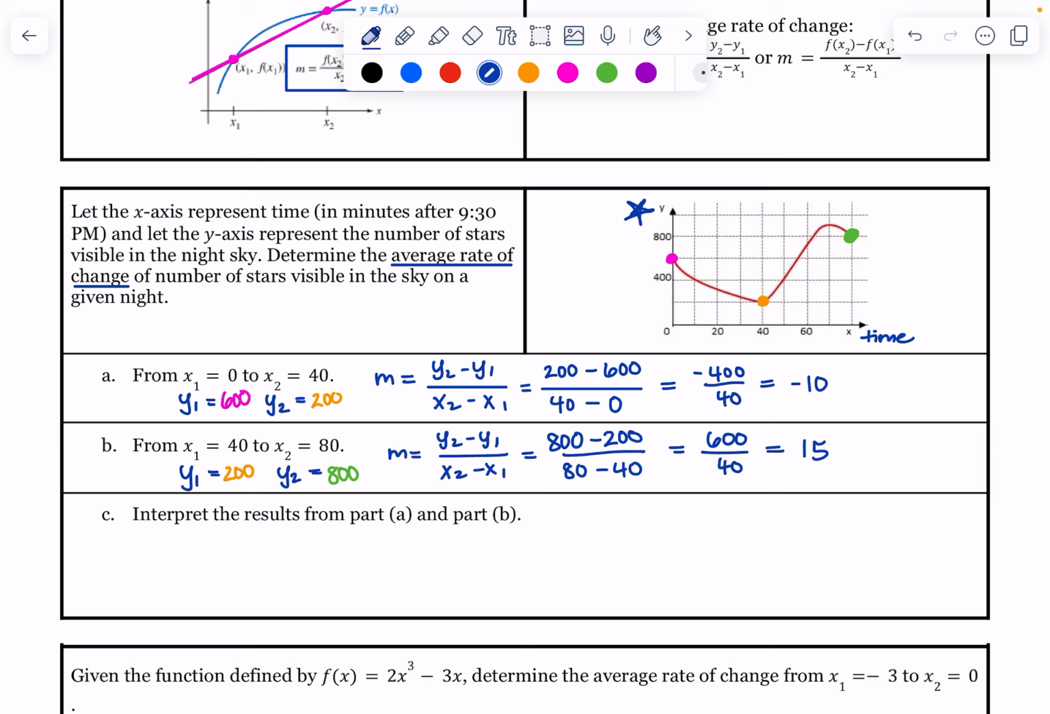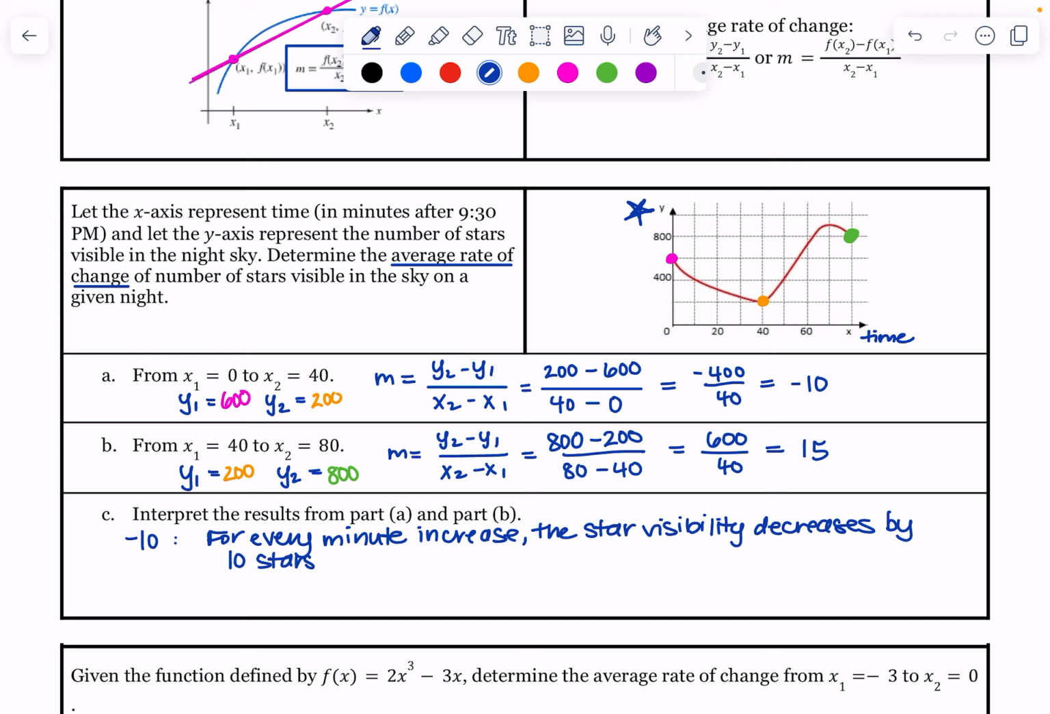So for part A, negative 10 means that for every minute increase, the star visibility decreases by 10 stars on average between 0 and 40 minutes after 9:30 p.m.